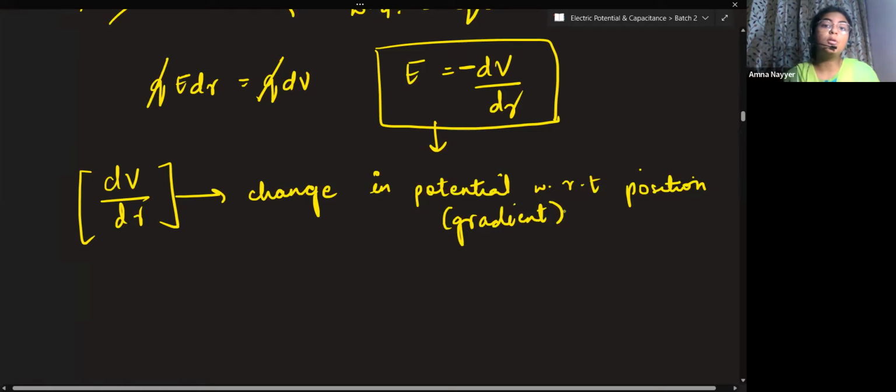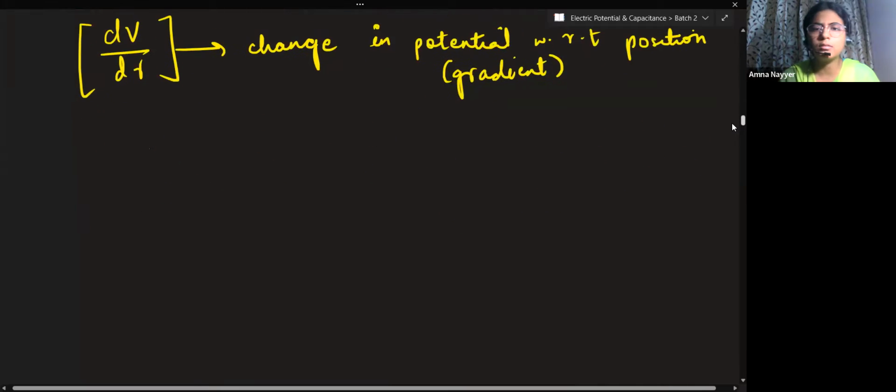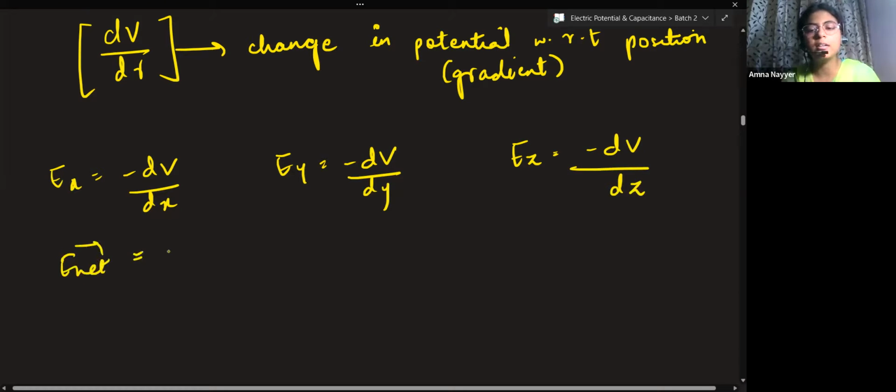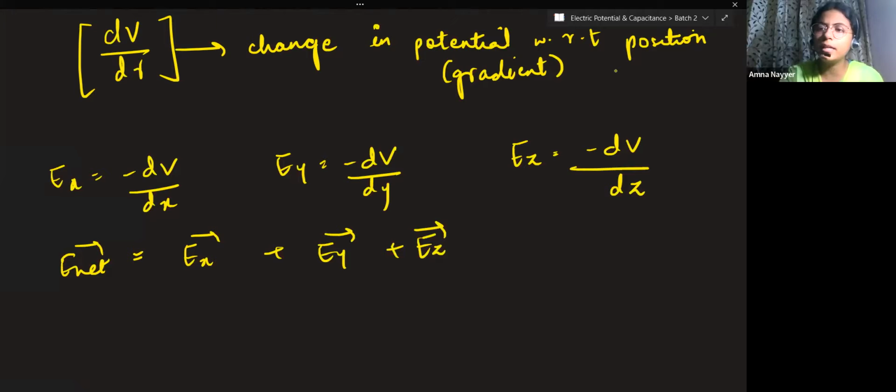So how do you calculate net electric field? Just calculate it for all the 3 axes. Like if you have x-axis, Ex will be minus dV by dx. For y-axis, Ey will be minus dV by dy. For z-axis, it will be minus dV by dz. And how do you get the net electric field? Net electric field is given by Ex vector plus Ey vector plus Ez vector. This is how you get electric field.